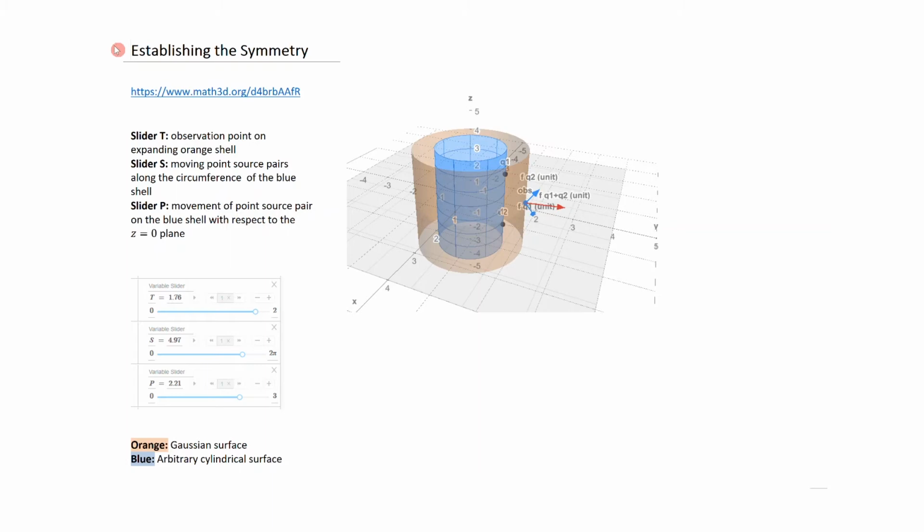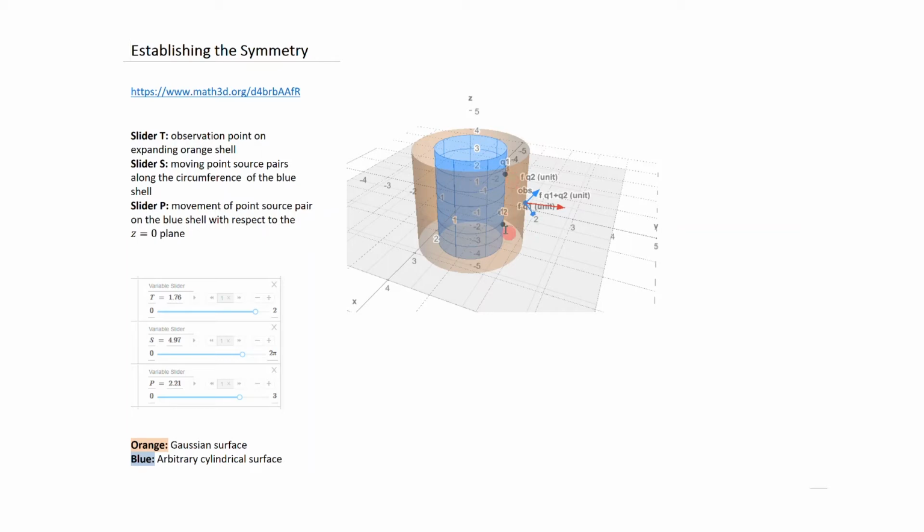Okay, so the first step is to establish the symmetry. You may wish to click on the following link where you can investigate the characteristics of this geometry. The slider T, which is here, is the observation point on the expanding orange shell. So that's this blue point that you see here. As the shell expands, this blue point moves out with it. Slider S basically is a moving point source pair along the circumference of the blue shell, so that these 2 points in tandem would rotate either to the left or to the right around this specific shell here.